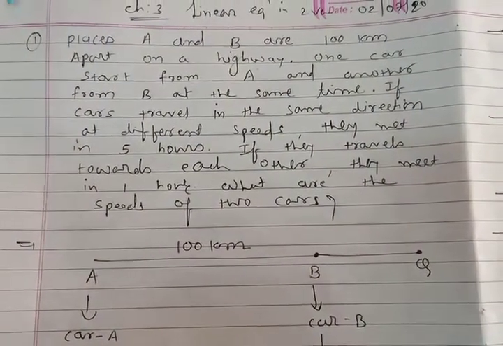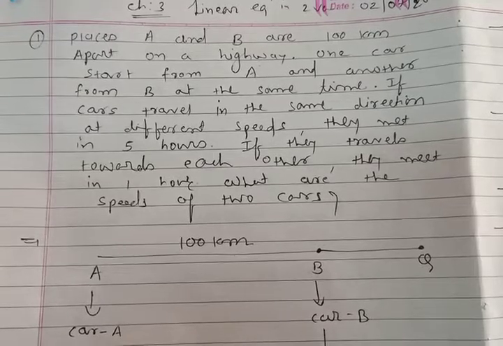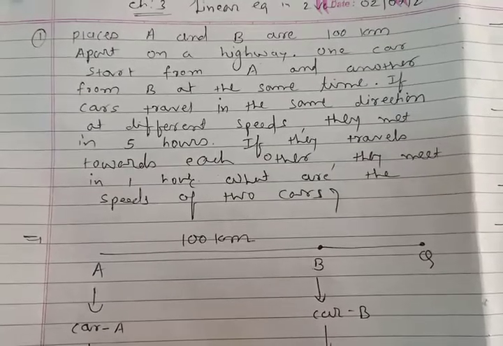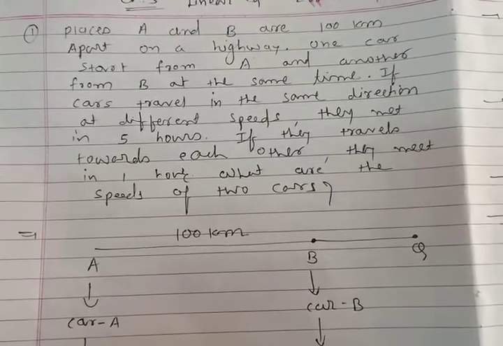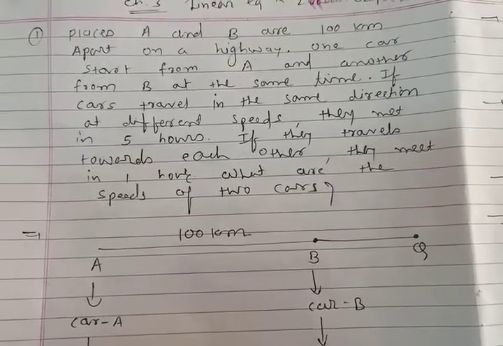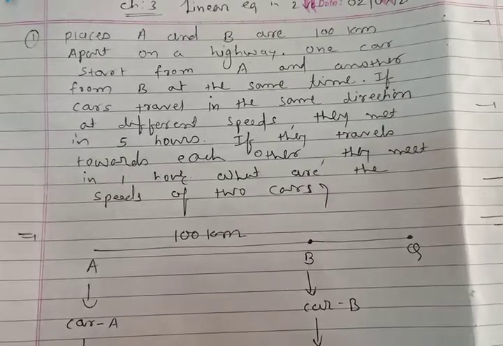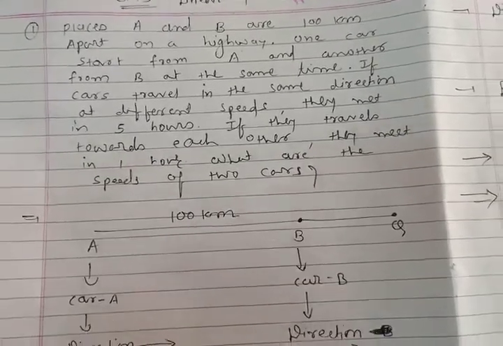Places A and B are 100 km apart on a highway. One car starts from A and another car starts from B at the same time. If the cars travel in the same direction at different speeds, they meet in 5 hours. This is our first statement.